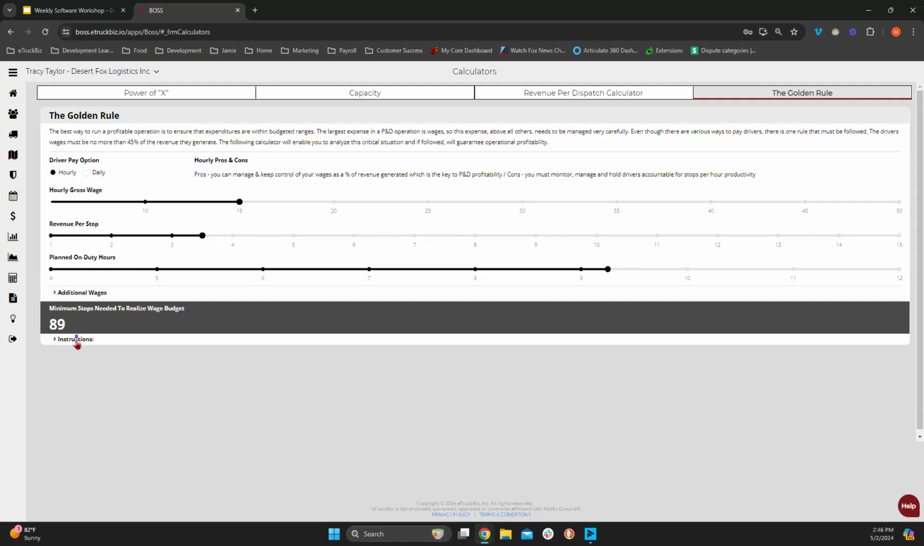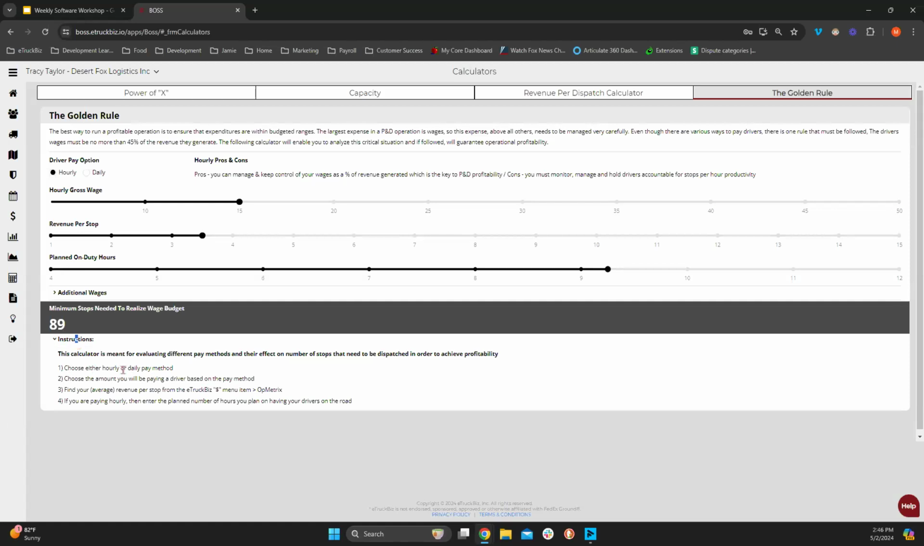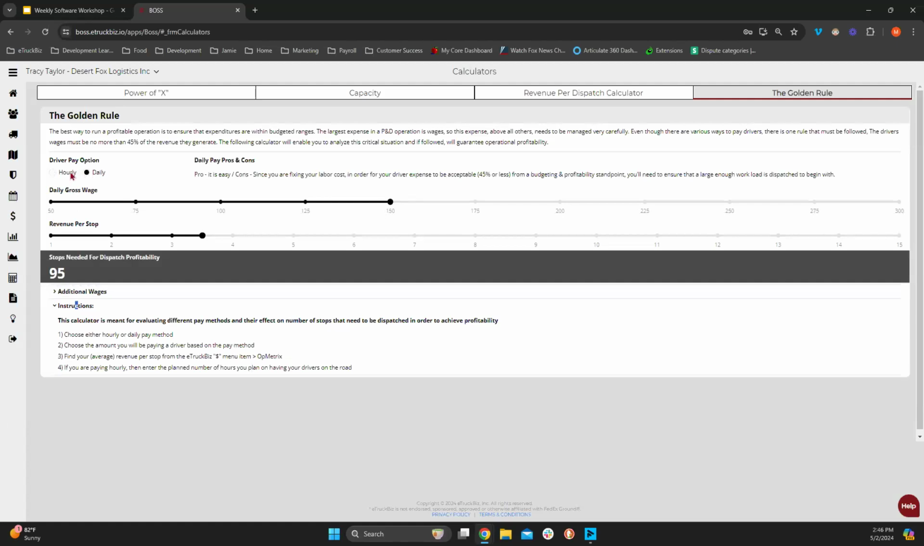Okay? There are some instructions in here. You choose either hourly or daily pay. A lot of people will pay daily, so we'll choose daily. Choose the amount you will be paying a driver based on the pay method. We see a range here, but we default at 150. Let's just go up to 175 as a high number, okay?